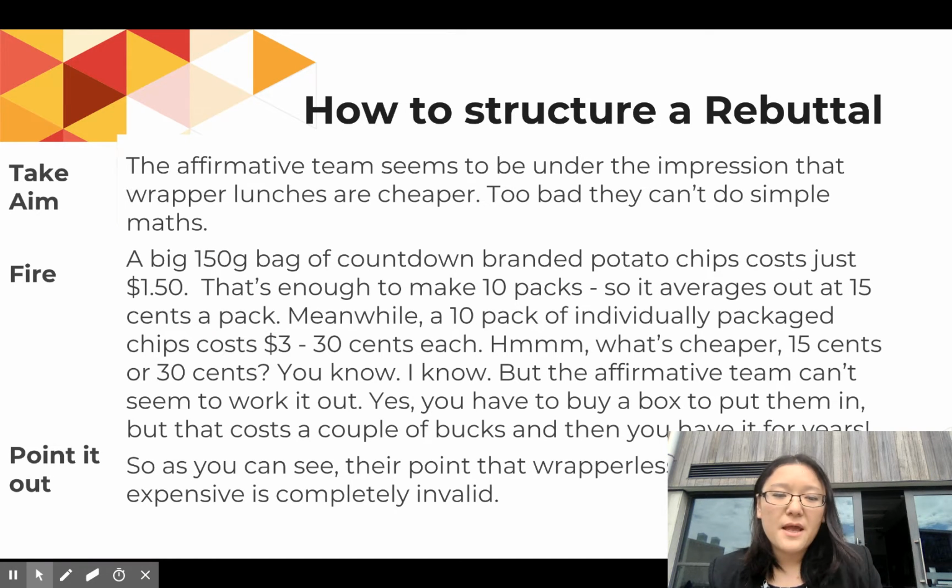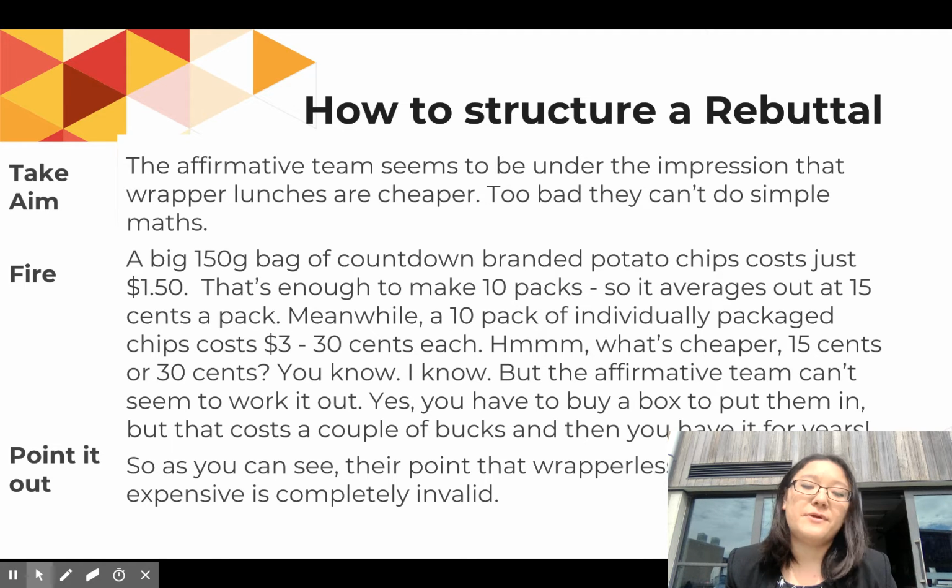Then fire. In my fire, I give a lot of examples why they're wrong. "A big 150 gram bag of Countdown branded potato chips costs just $1.50. That's enough to make 10 packs, so it averages out at 15 cents a pack. Meanwhile, a 10 pack of individually packaged chips costs $3, 30 cents each. What's cheaper, 15 cents or 30 cents? You know, I know, but the affirmative team can't seem to work it out. Yes, you have to buy a box to put them in, but that costs a couple of bucks and then you have it for years."